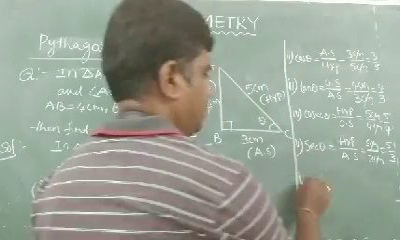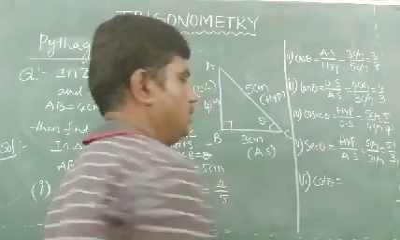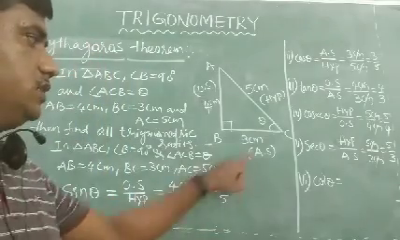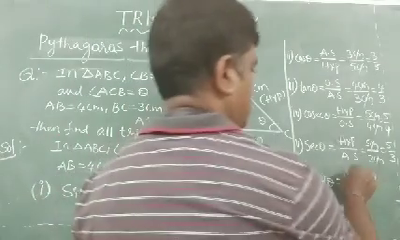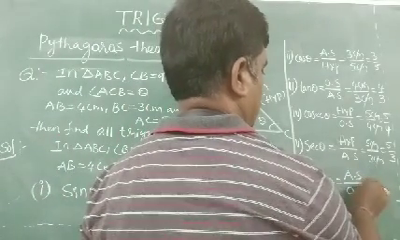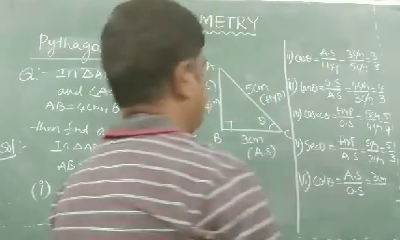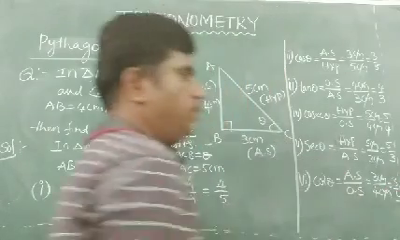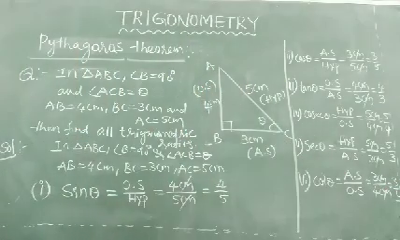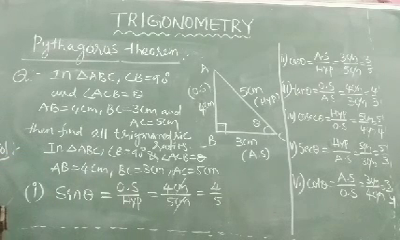Next, the last one, the sixth one, is cot theta. So what is cot theta? The ratio between adjacent side to opposite side is called cot theta. So adjacent side by opposite side. Your adjacent side length is 3 centimeters by opposite one 4 centimeters. Centimeter gets cancelled. So 3 by 4. Like this we can find the 6 trigonometric ratios by using the Pythagoras theorem.